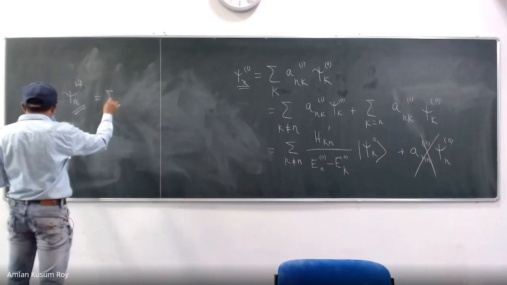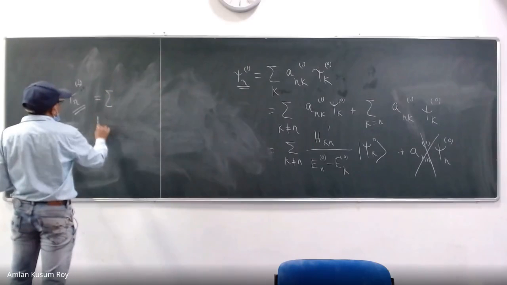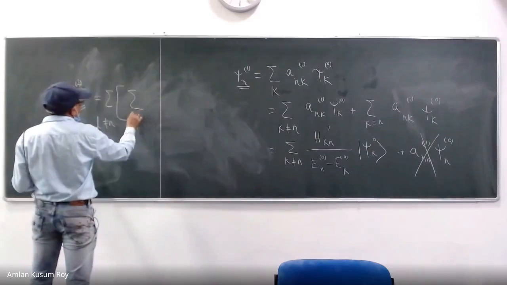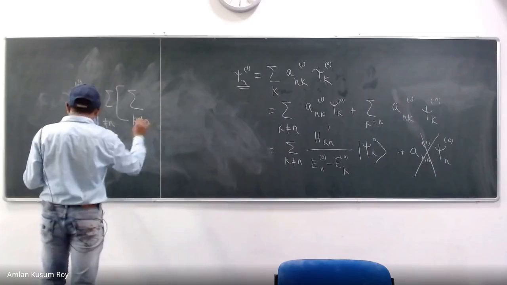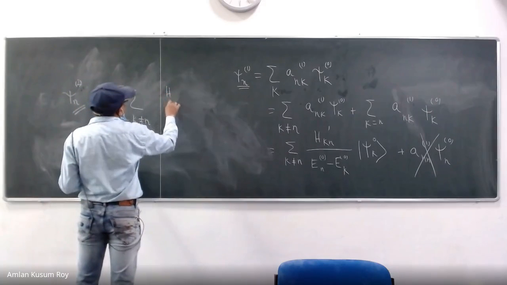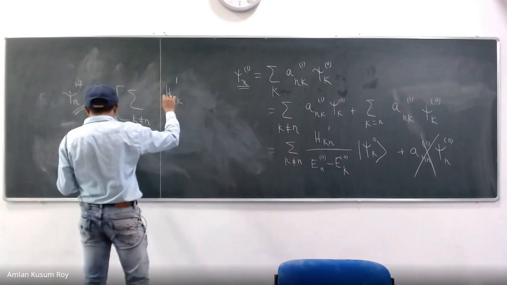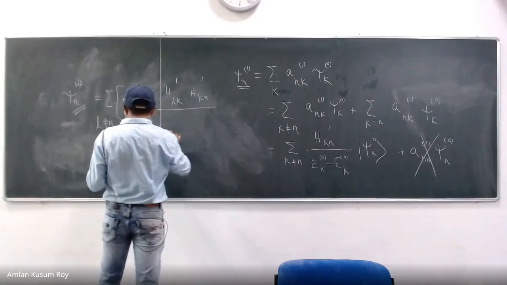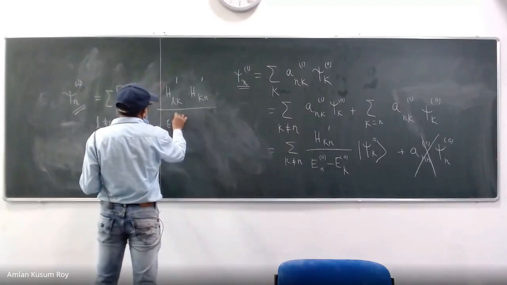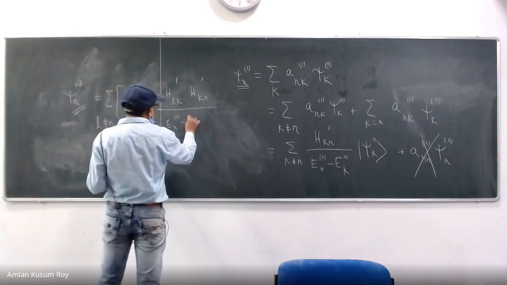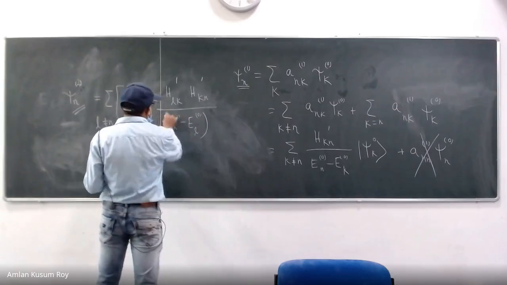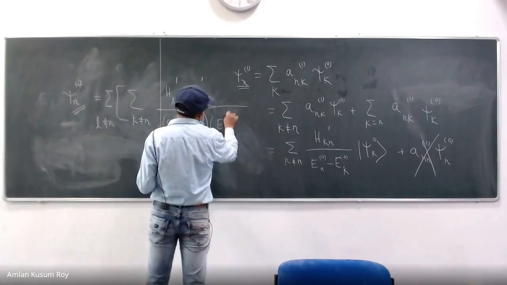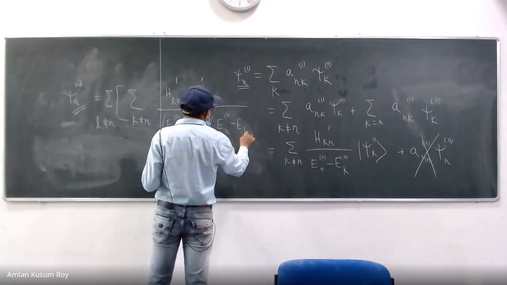Derive that psi second order wave function is this. H_lk', H_kn' over En0 minus El0, En0 minus Ek0.